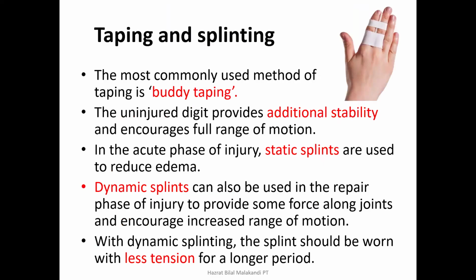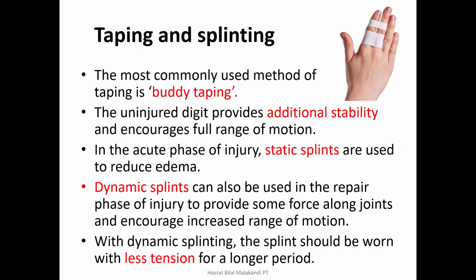Buddy taping is very important and it can be used in this situation, and it has a very positive role because the digit which is sound or uninjured helps in the movement of the injured one. So that is one of the more commonly used methods as well. The uninjured digit provides additional stability and that helps in the movement and encourages the full range of motion of the injured one. In the acute phase of injury, static splints are used to reduce edema.